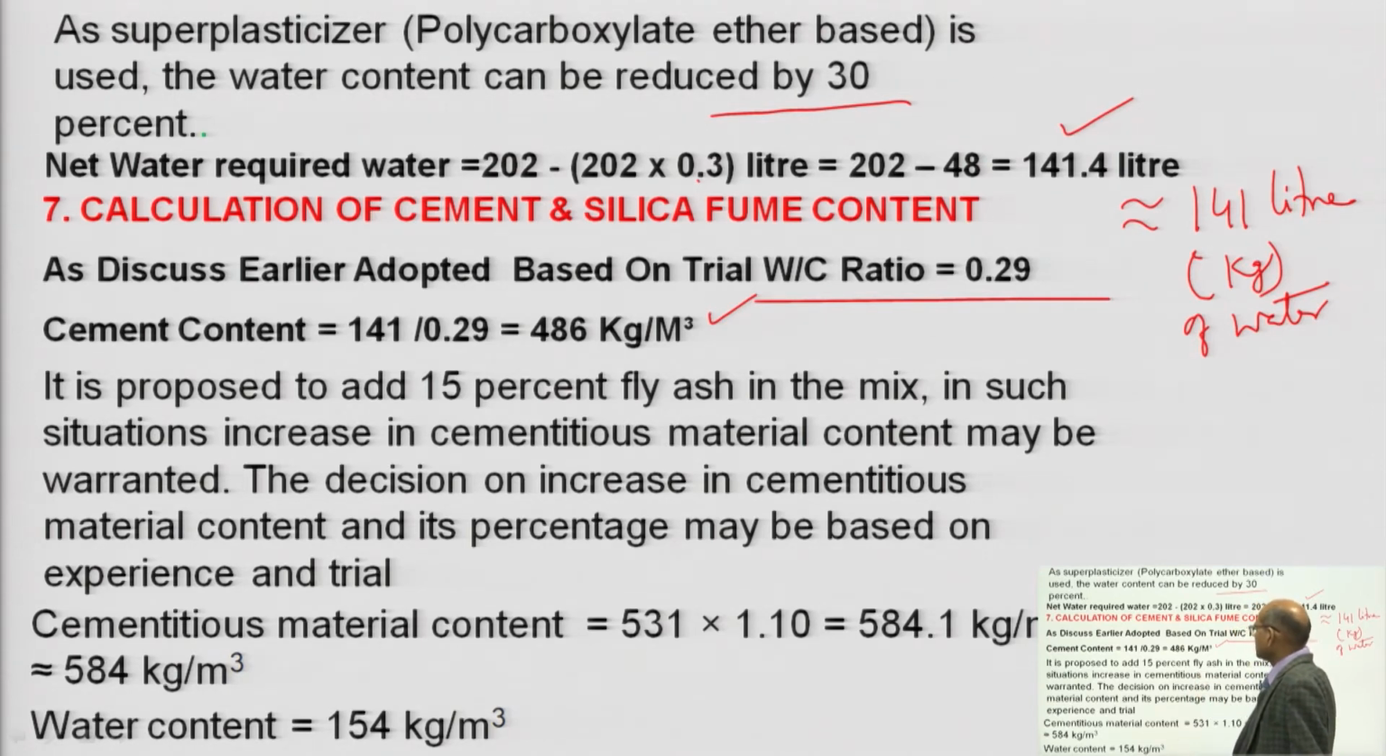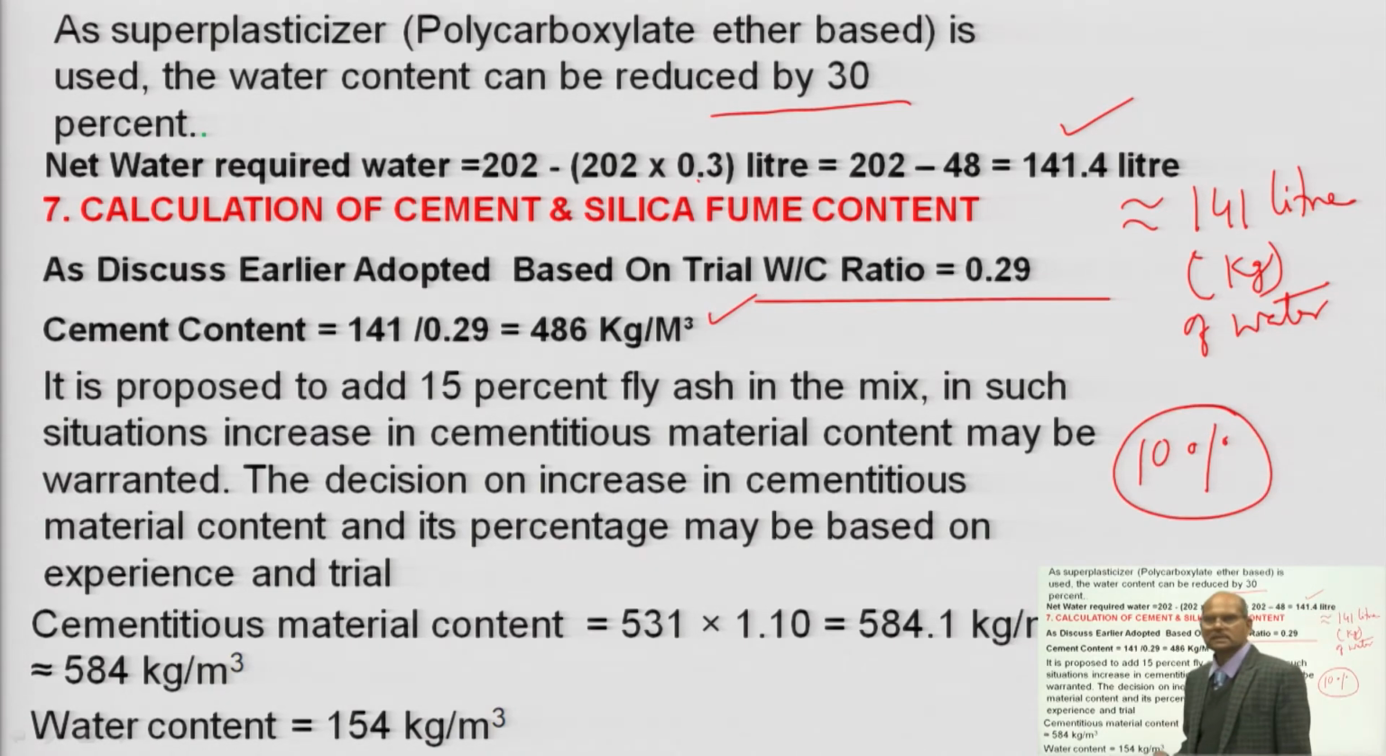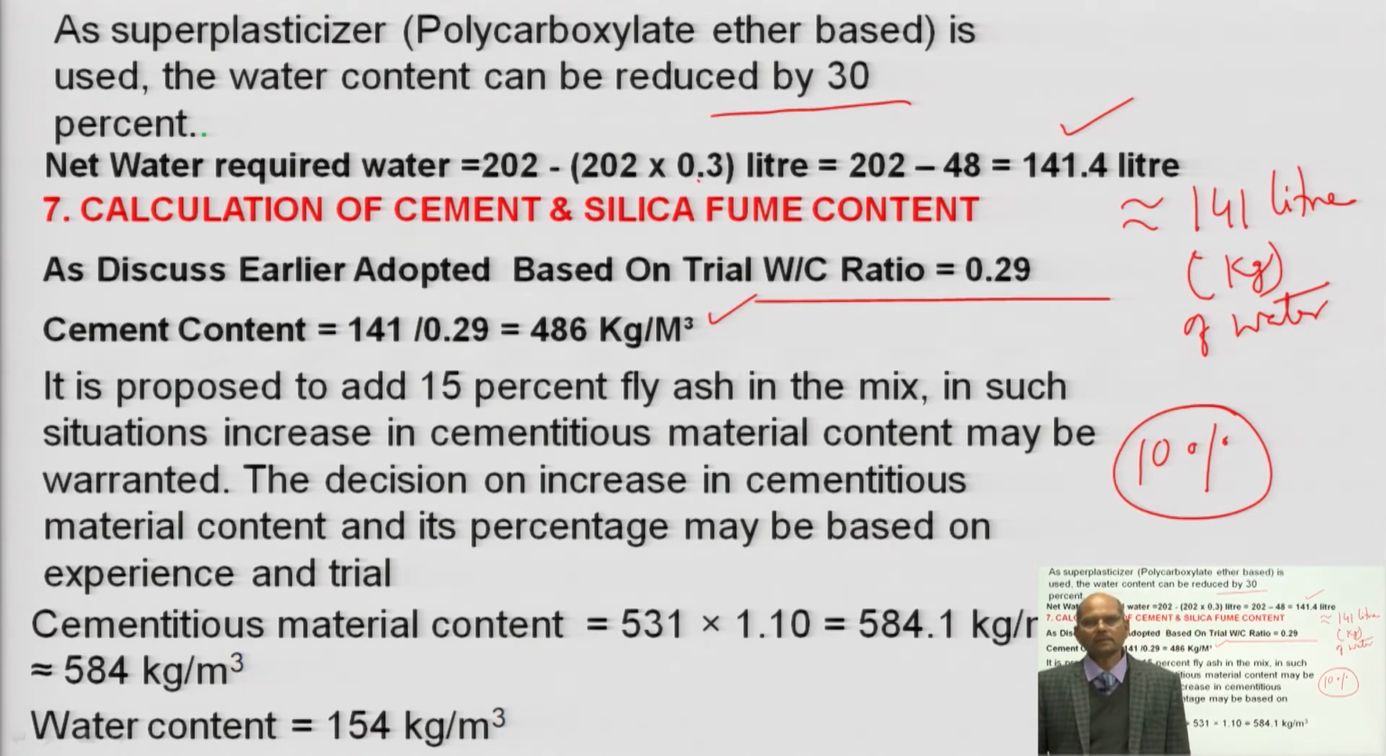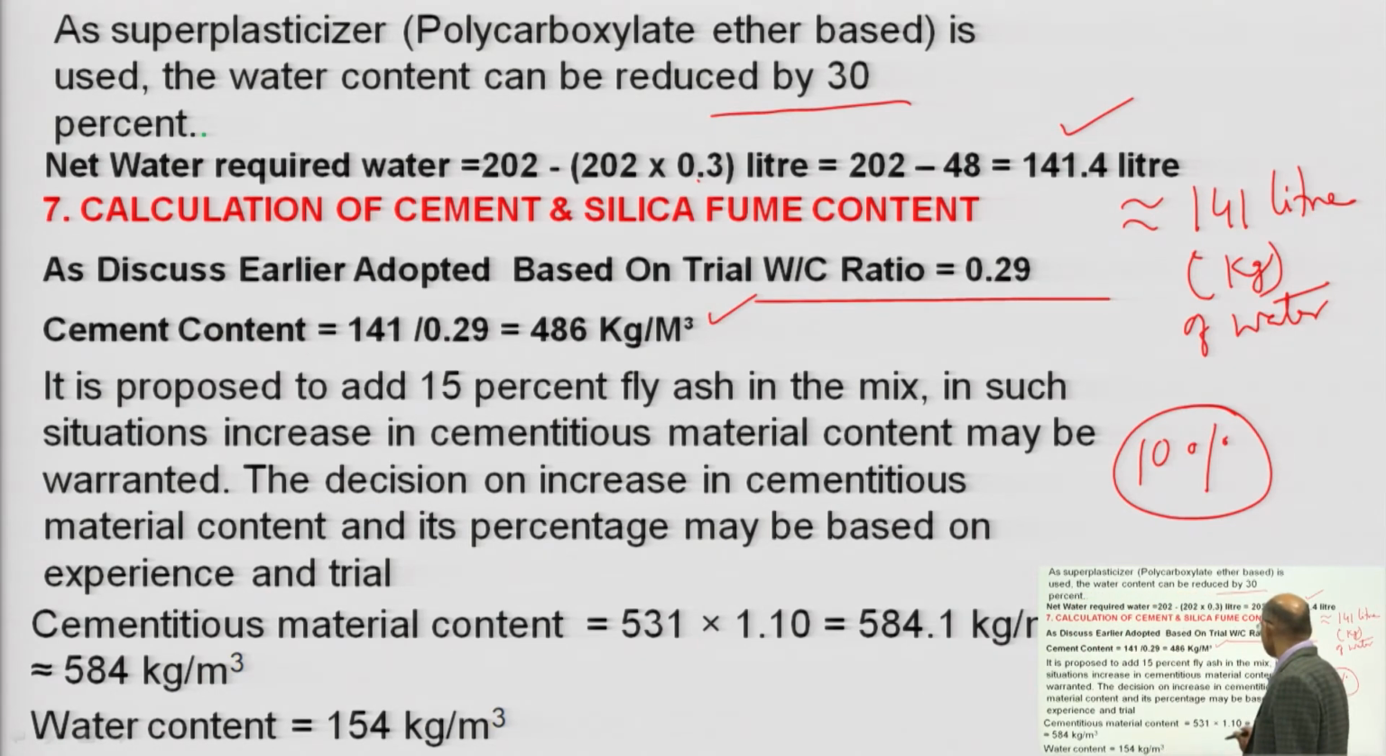In such a situation, an increase in cementitious material content may be warranted. Okay. The decision on the increase in cementitious material content and its percentage may be based on experience and trial. So, here we are increasing by say 10%. Whatever cementitious material of 486 kg per meter cube is required, we are increasing once again by 10%, depending on experience. So, we need 584.1 kg per meter cube of material.